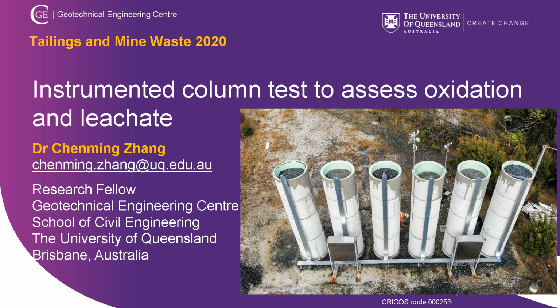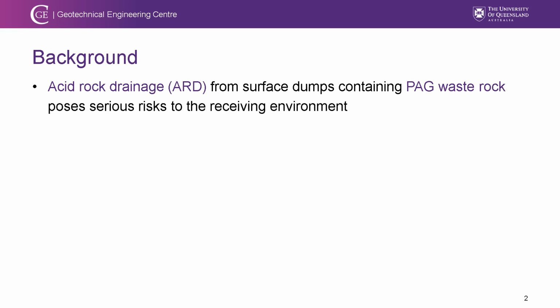It's not only the instrumentation monitoring result, but also the numerical result that will be discussed. So the background of the study is that acid rock drainage containing potential acid generating waste rocks poses serious risk to the receiving environment because it could have high pH or low pH or rich chemicals.